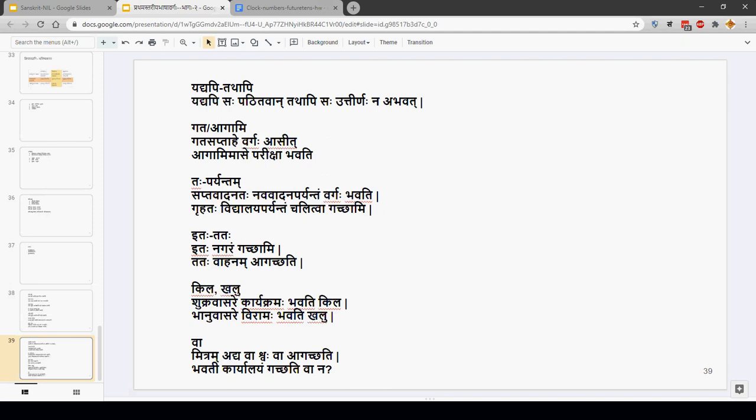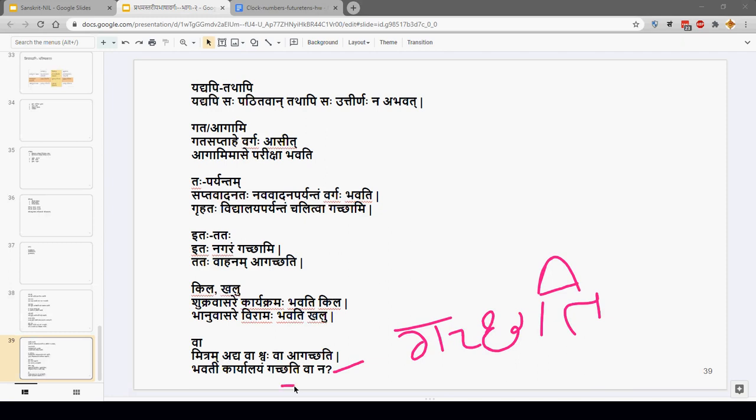Second sentence. Bhavati karyalayam gacchati va na. This is the question here. So we are asking, there is an option there at the end. Gacchati va na gacchati. After na we can also add gacchati. Again saying gacchati va na gacchati. Are you going or not going? So here we are adding or here. Bhavati karyalayam gacchati va na gacchati. So that is a full sentence we can form like that. Or the last one, because it is the same as the first one, we can just not say it and say Bhavati karyalayam gacchati va na? Are you going to the office or not? So that is one way of using va.